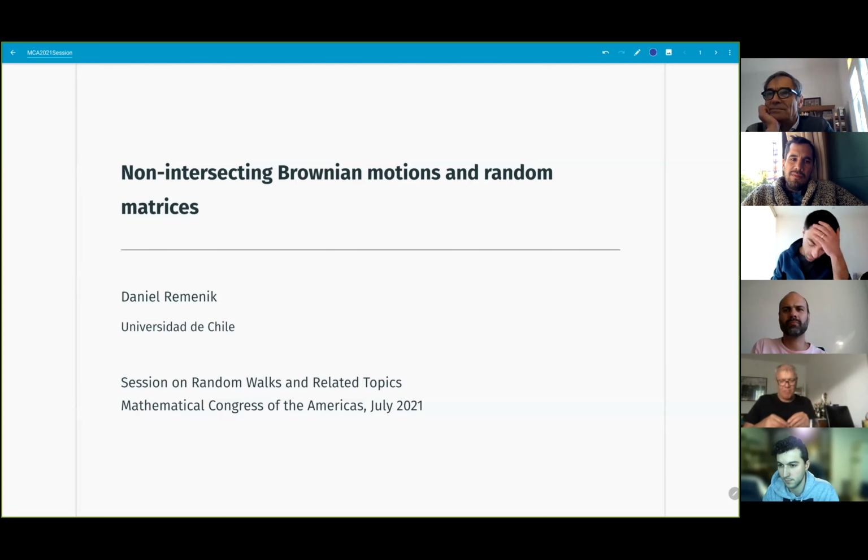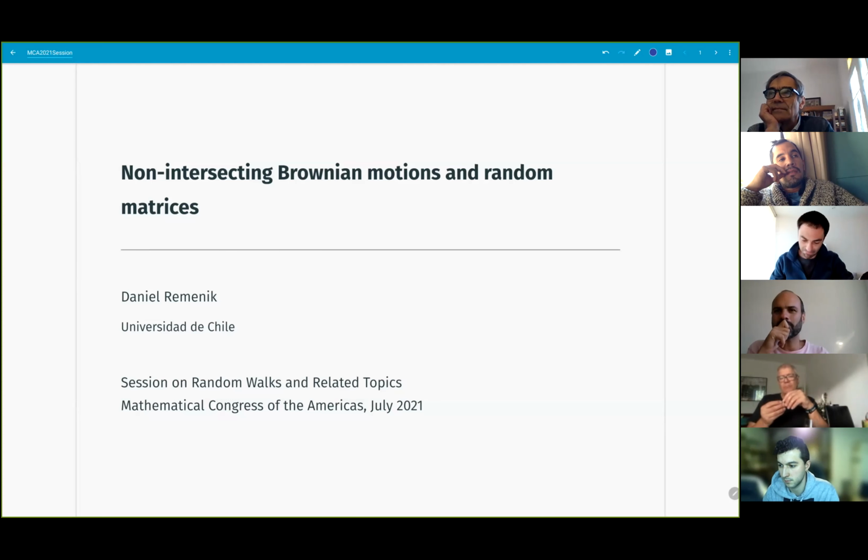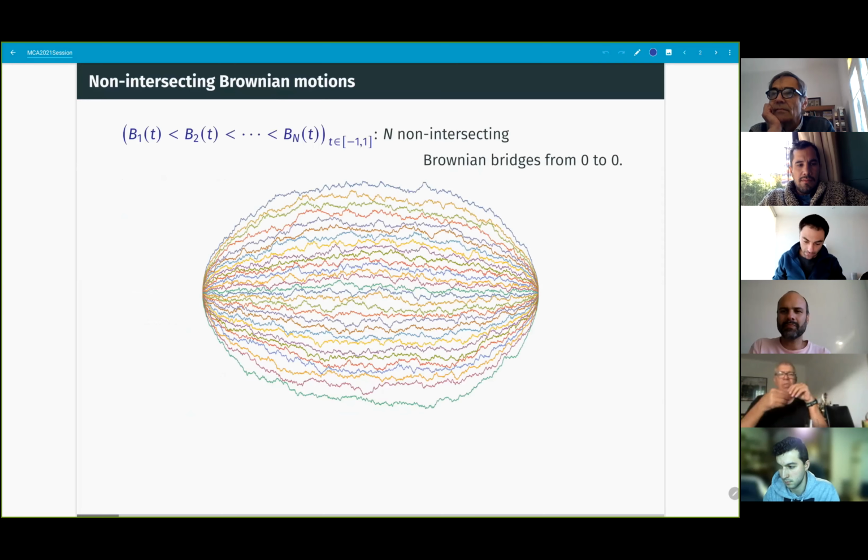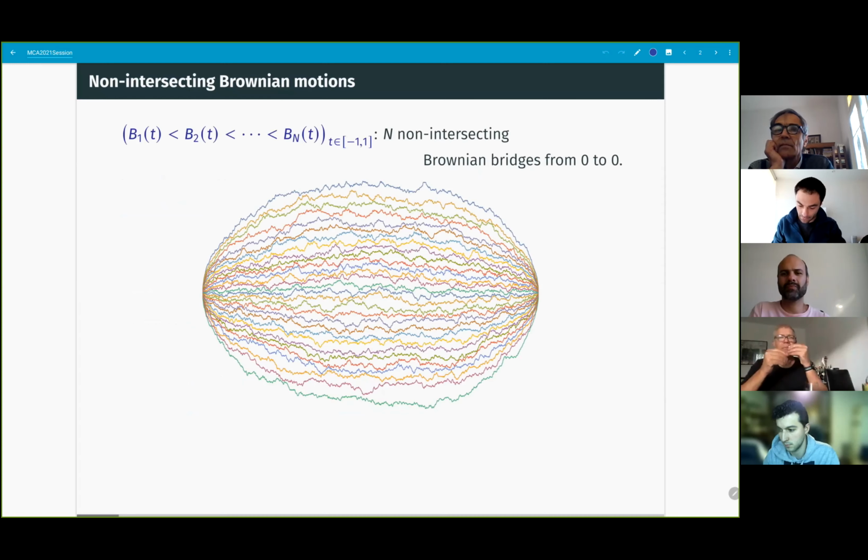So what I want to do today is give you an overview of several different results about non-intersecting Brownian motions and some relations to random matrices, which I'm going to explain. There are several co-authors here, so I'm going to mention them as I go. But let me first start with describing the model.